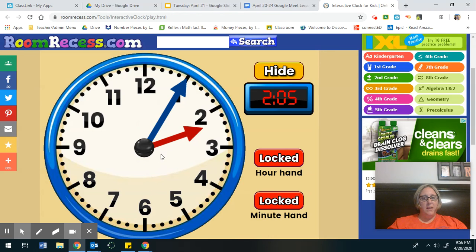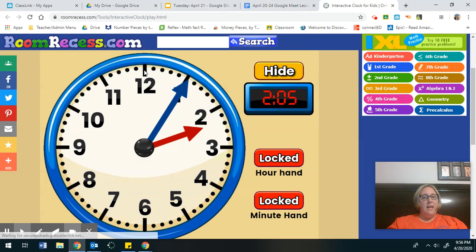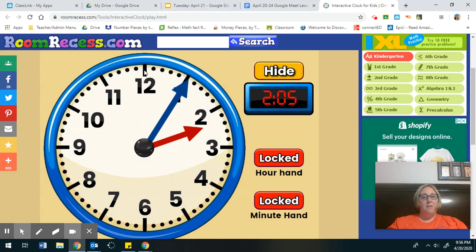So remember, when you are telling time by the 5 minutes, you look at the hour hand first, which is the short hand, then the minute hand, which is the long hand, and you count by 5s starting at the 1. 5, 10, 15, 20, 25, 30, 35, 40, 45, 50, 55. And when you get to 12, that's o'clock and it's a new hour.